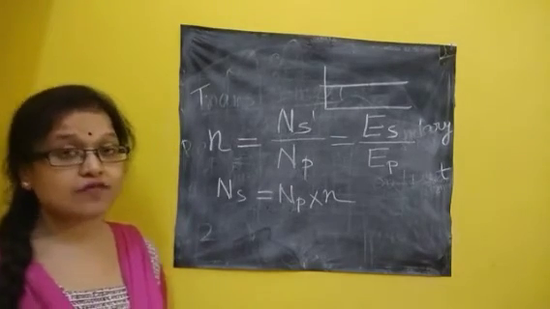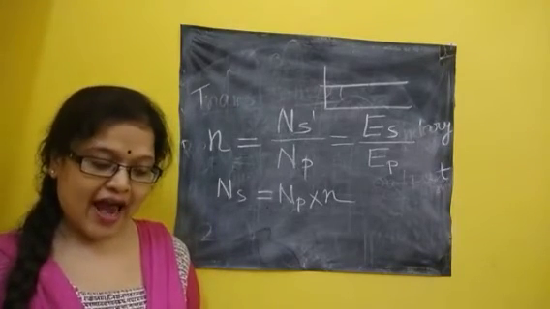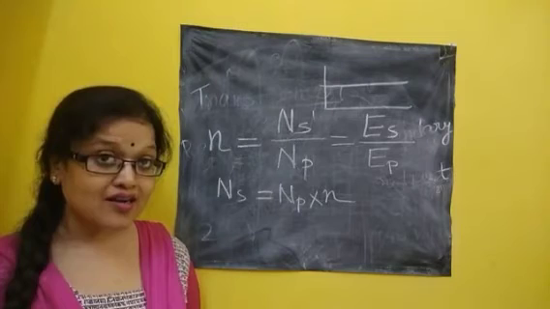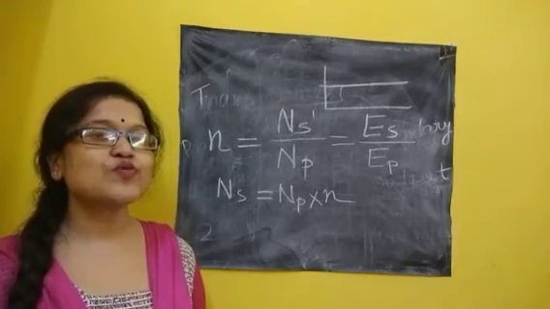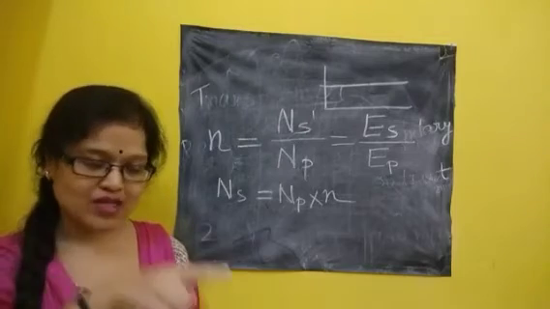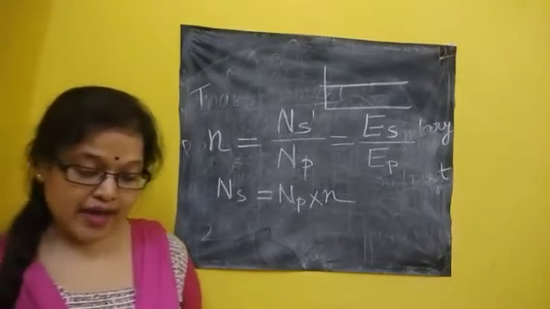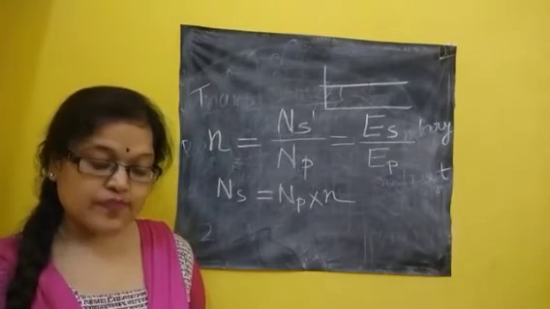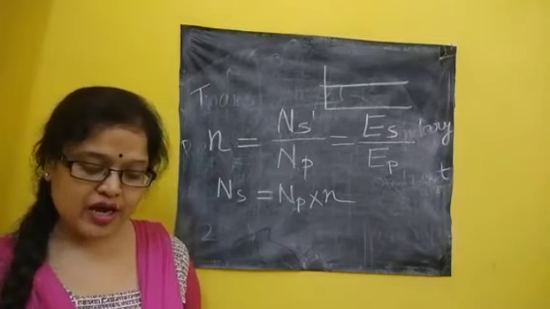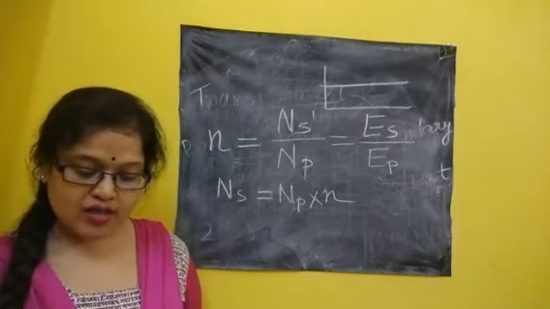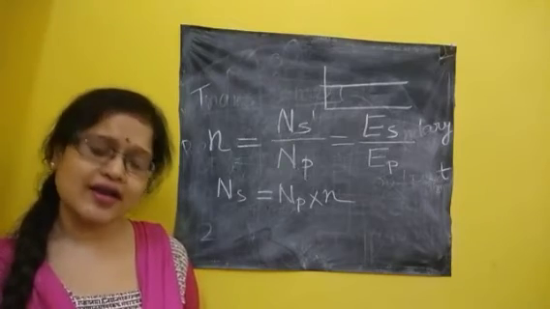AC generator converts mechanical energy to electrical energy, and DC motor converts what? We had done already. That is electrical energy to mechanical energy. You can go through the DC motor chapter once. AC generator works on the principle of electromagnetic induction, Faraday's law of electromagnetic induction. DC motor works on the principle of force acting on a current carrying conductor.